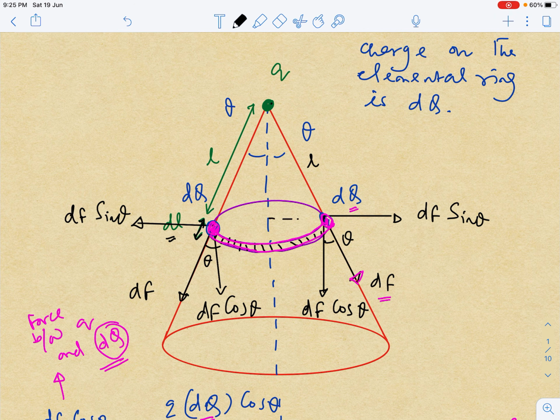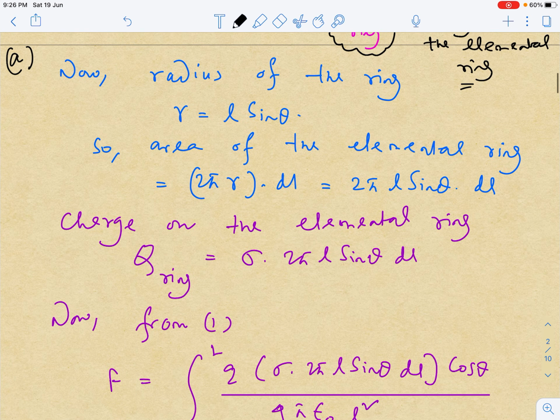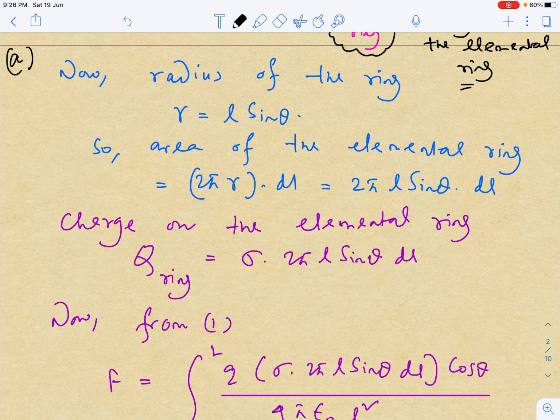If I take the radius of the elemental ring to be r, then from this right angle triangle that you are seeing over here, I can write r by L is equal to sine theta. So r becomes L sine theta. So I have written r equal to L sine theta.